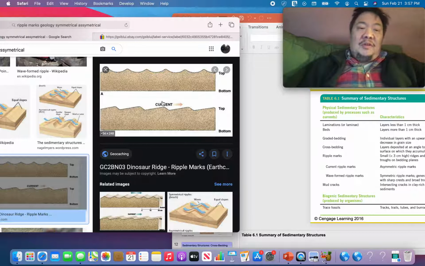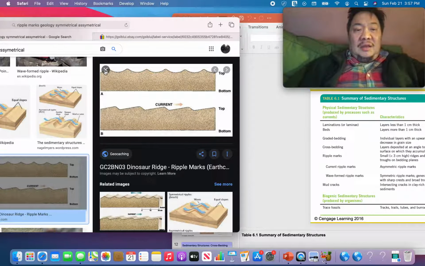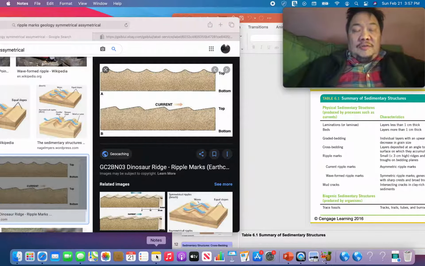But if you look at the ripple marks that form on a beach, they look like this. Both sides are the same. We call these symmetrical ripples. Symmetrical because they're the same shape on both sides. River ripples, in contrast, are asymmetrical. And I'll spell those two words for you.